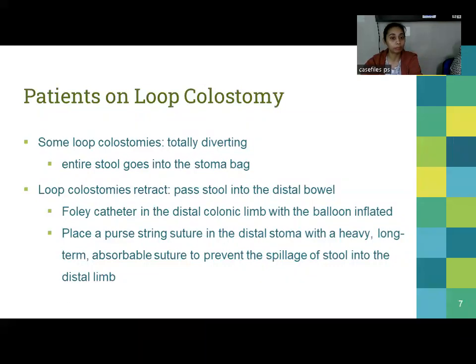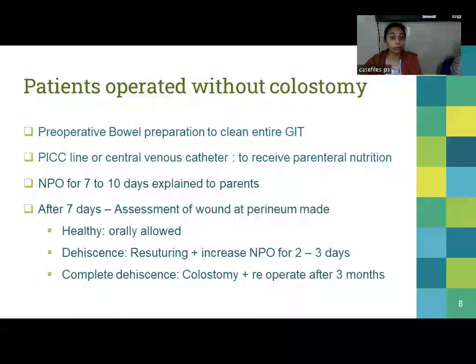into the distal limb. In patients who are operated without colostomy, preoperative bowel preparation to clean the entire GIT is indicated. During surgery, a PICC line or a central venous catheter is put for the patient to receive parenteral nutrition. The child is kept NPO for a period of 7 to 10 days, which is ideally explained to the parents preoperatively.